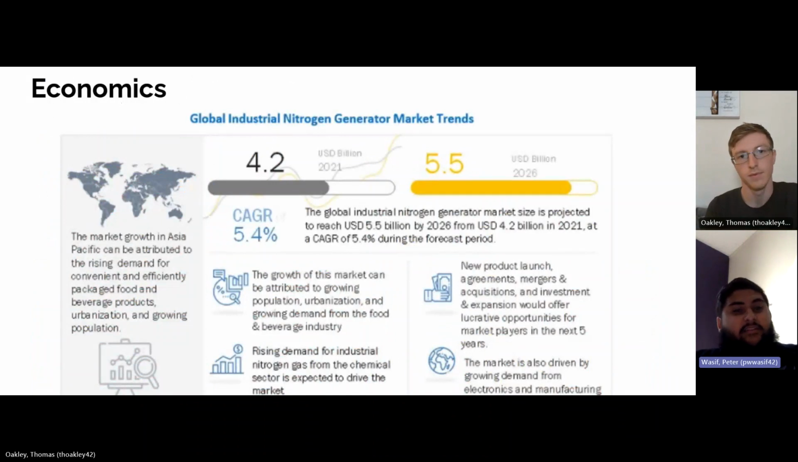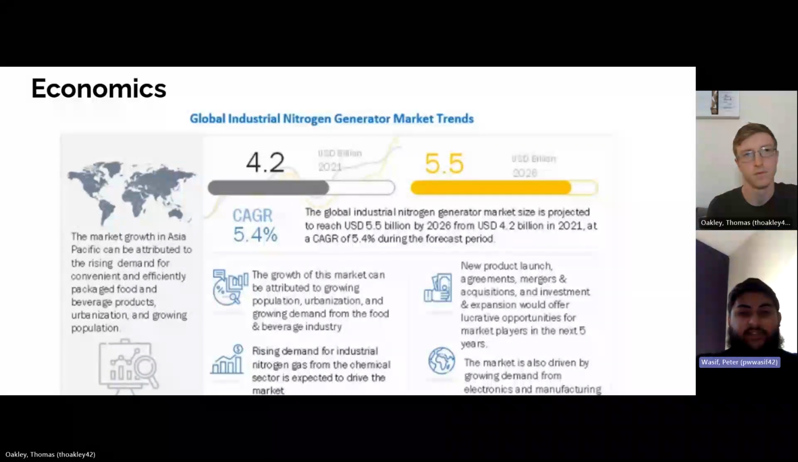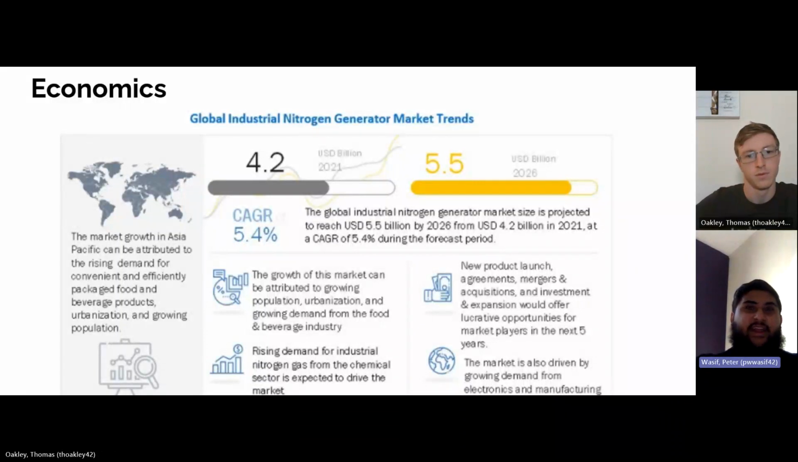For our economic side of nitrogen generation, as you can see here, there is immense global industrial growth within nitrogen generating, from 4.2 billion US dollars in 2021, increasing exponentially to 5.5 billion US dollars, projected to grow like that in 2026.